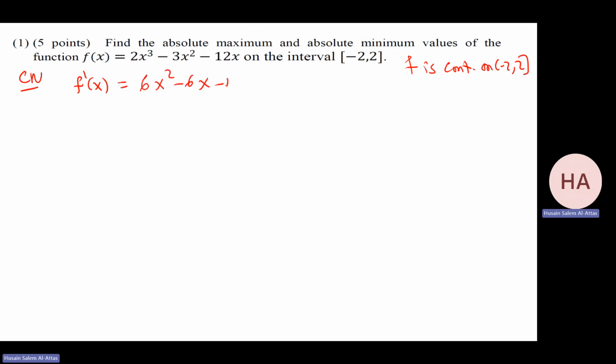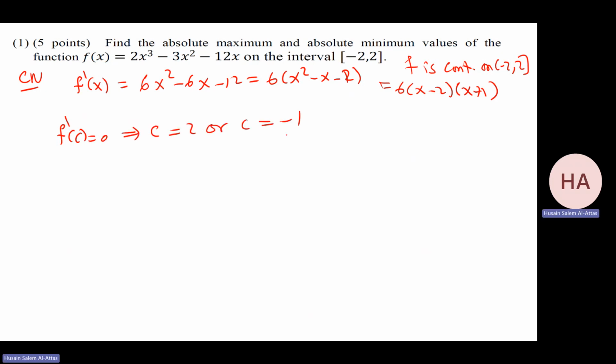6x squared minus x minus 2, which is (3x minus 2)(2x plus 1)... F prime at c equals 0 implies c equals 2 or c equals minus 1. This is in the domain. This is an endpoint, so I will check it. F of minus 1, f of minus 2, f of 2.